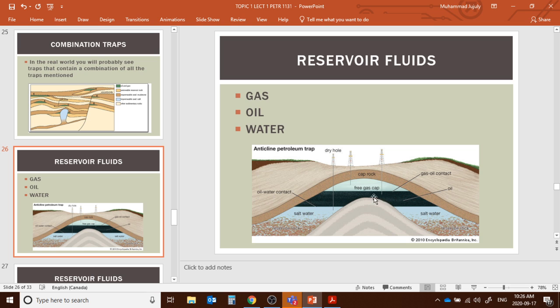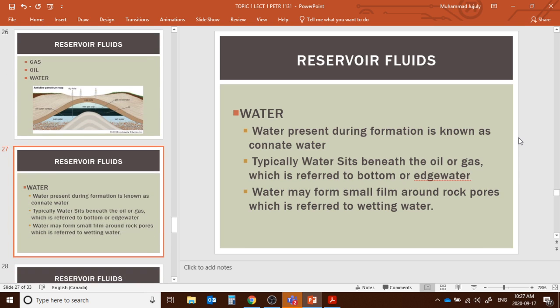But if you get here, then this is not a gas cap. So here it is the gas cap. We call this gas cap. Okay, so this is the oil. So we can get the oil from here. Okay, that's how the reservoir fluids actually form.